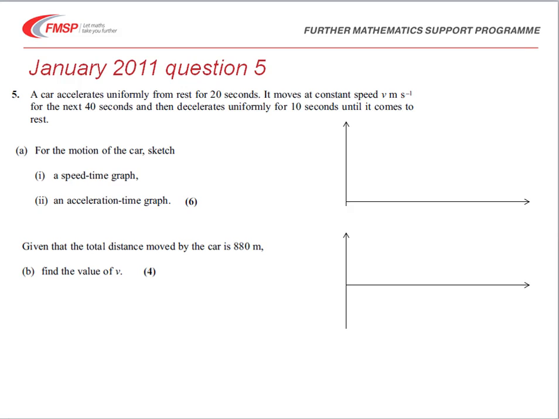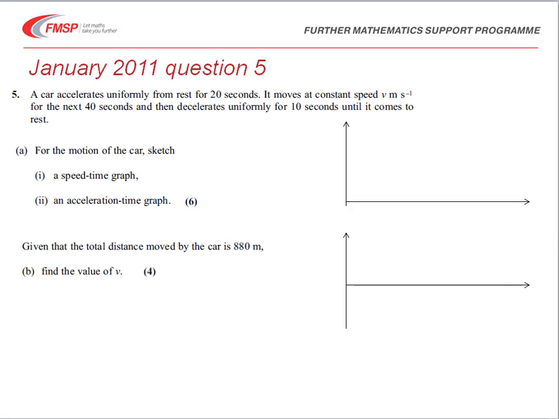This question is from January 2011. Reading through the question, first of all it talks about a car accelerating uniformly from rest, so starting with 0 velocity, for 20 seconds. It then moves at a constant speed of some value that we're not given, but for that speed it's travelling for 40 seconds, and then decelerates uniformly for 10 seconds until it comes to rest. We need to sketch a speed time graph and then an acceleration time graph. Once we've done the graphs, we're told that the total distance travelled is 880 meters, and we need to find the value of v.